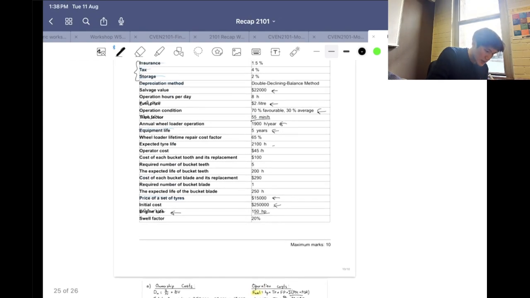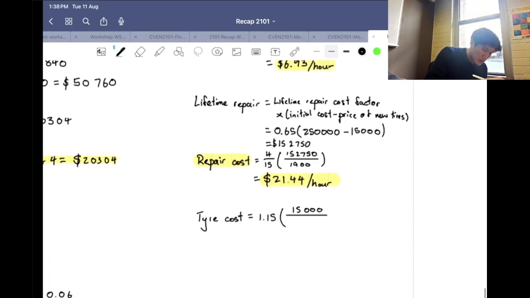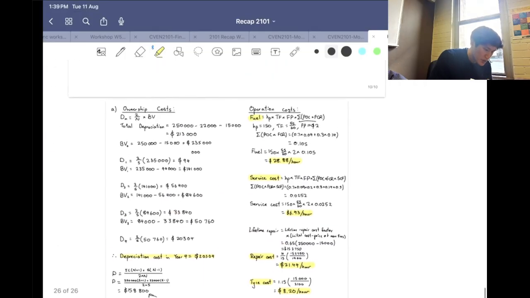Where is that? It's here. I'm gonna scratch that out as well. Scratch that out. Scratch that out. And so yeah, 2,100 hours, which should give you tire cost of $8.20 per hour. So you're converting everything into hours, and then you add it all together in the end to find your total operational cost.